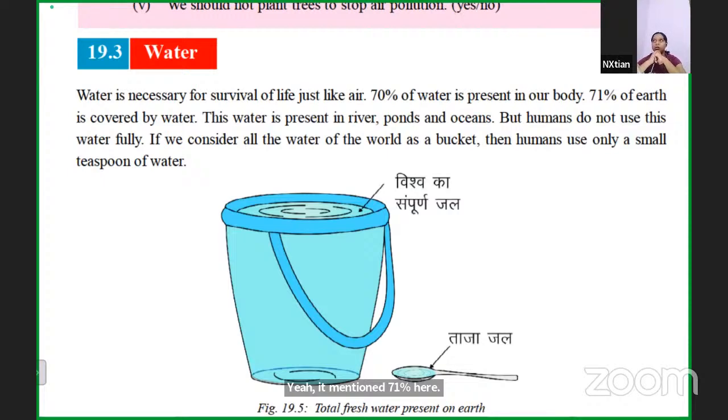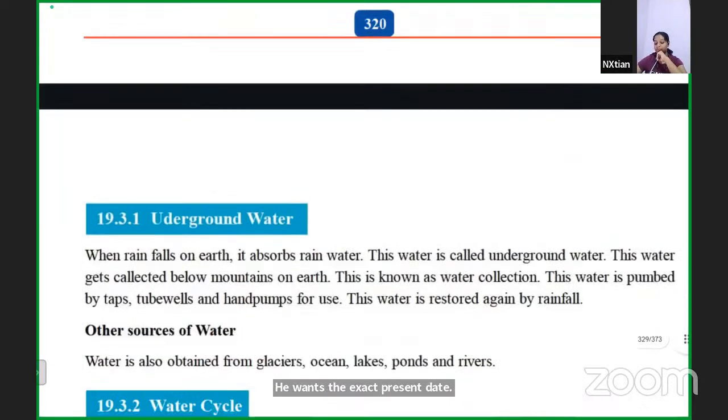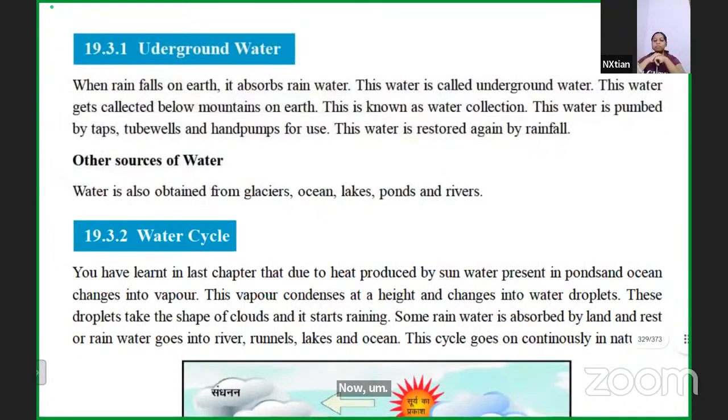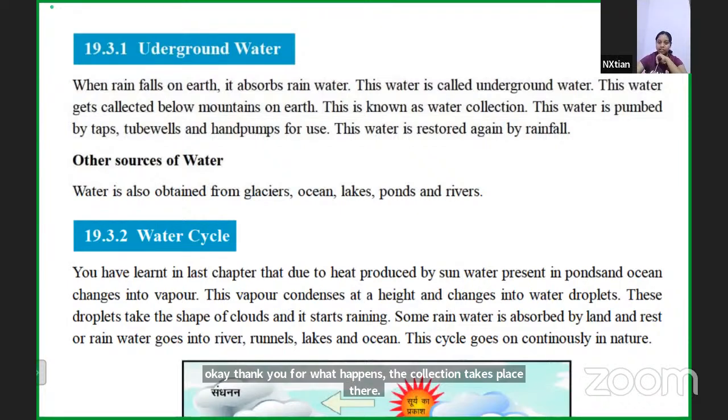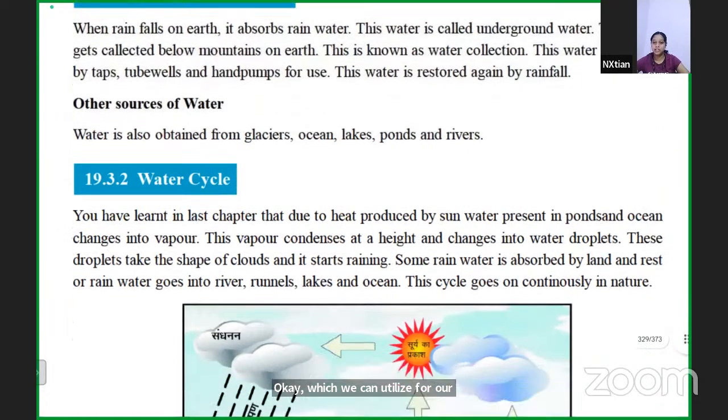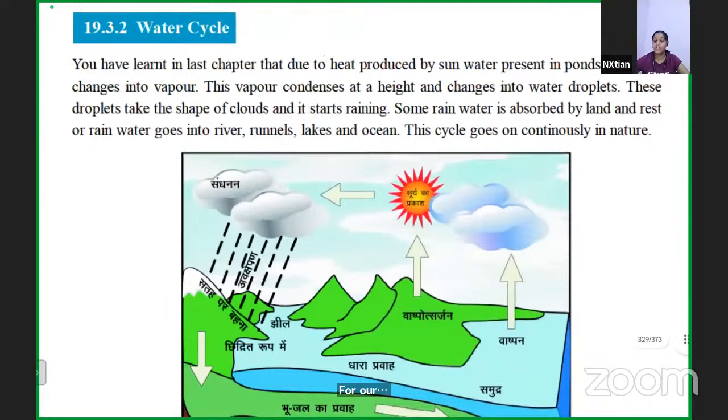Now, talking about underground water. Underground water, like I explained, is the water that gets collected beneath the surface of the ground. When rainfall happens, the collection takes place there, which we can utilize. Then we have a very important phenomenon related to water, that is the water cycle.